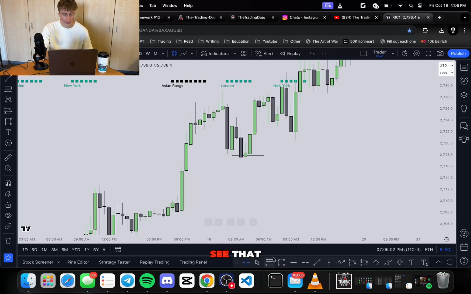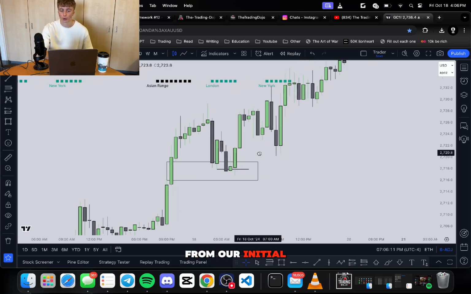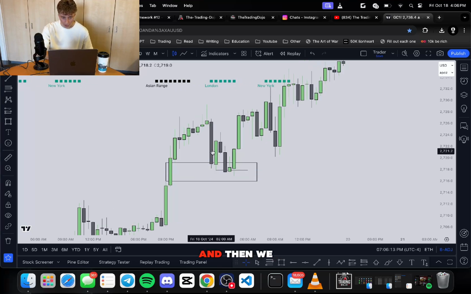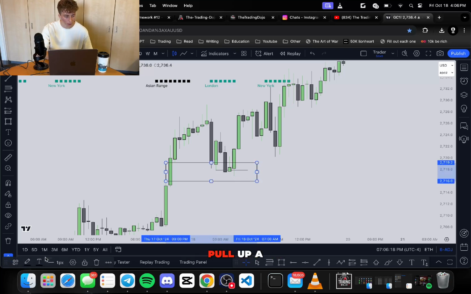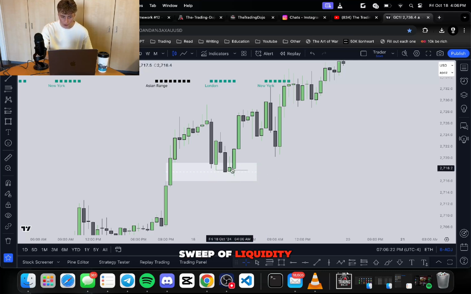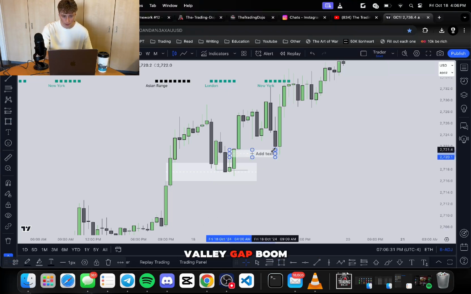In this case, you can see that once we started running into the discount right here, where we have a fair value gap, we tapped into it the first time when Judas hour ran away from our initial bias, which is buy side. And then we got the sweep of liquidity into the midpoint of this fair value gap. So let me pull up a fair value gap right here. You can see that we got the sweep of liquidity into the midpoint. The candles are respecting the midpoint right here, and then we got that continuation. Following the continuation, we also got this new fair value gap.